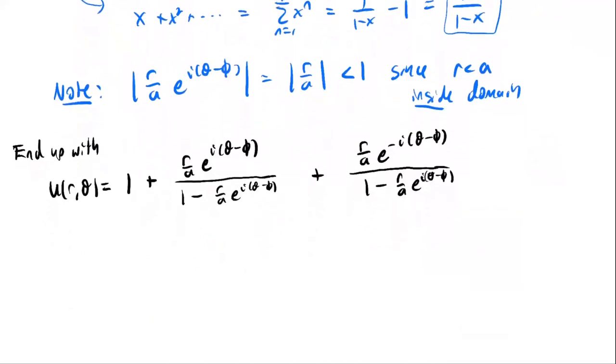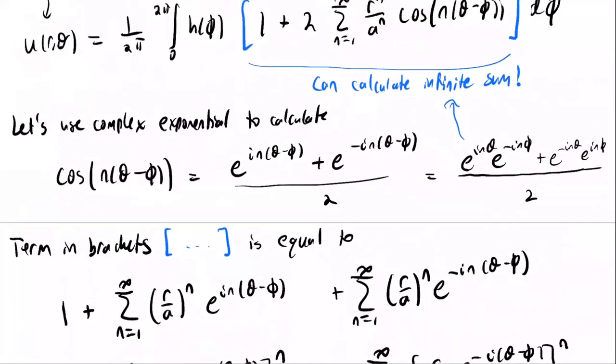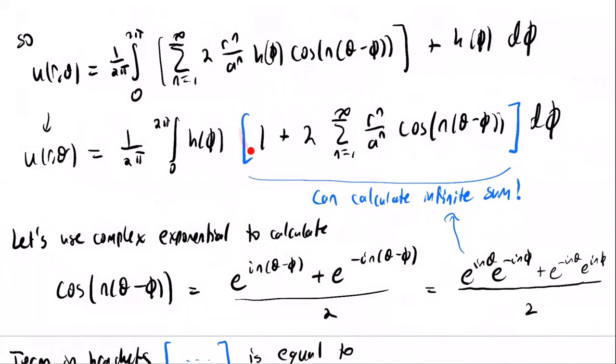Now what we want to do is combine these to simplify the formula a little bit more. Sorry, this is not u. This is the bracket term. If we go back to our formula for u, what we've just calculated is this stuff here. So what I want to do now is simplify it a little bit further, and then we'll have an integral formula for u, which will be a lot easier to work with than the infinite series formula.